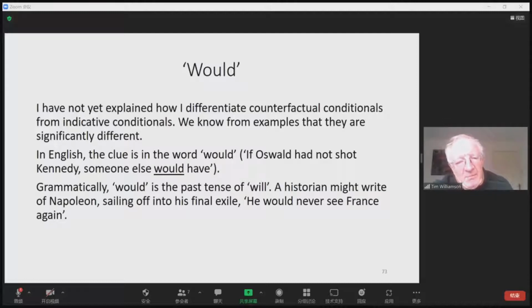And now, grammatically, the word would in English is just the past tense of the word will. So a historian might write of Napoleon, when he was sailing off in his final exile, He would never see France again. When Napoleon was finally defeated in 1815, the British took him away to an island in the middle of the Atlantic so that he couldn't cause any more trouble. And so the historian is writing in the past tense about Napoleon sailing off in 1815 from France, and the historian is using the past of will because he's saying the same thing, but in the past tense, that would have been said at the time by saying Napoleon will never see France again. So that's where the word would comes from, as it were.